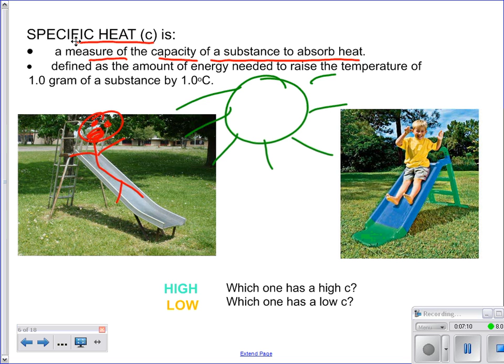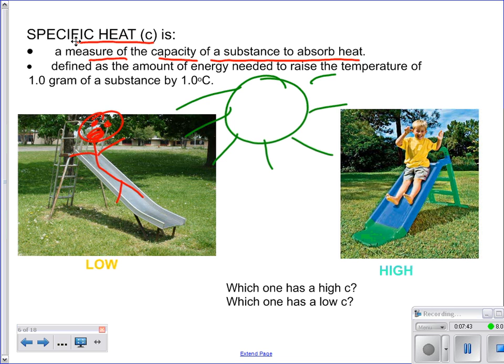That we see the metal slide has a really low specific heat, whereas the plastic slide would have a much higher specific heat. So because the metal slide has a low specific heat, what that means is it doesn't have the capacity to retain that heat value. Instead, it changes dramatically. So when the sun comes out, it gets hot really quickly. When the sun goes away and it's cold out, it gets cold really quickly. Kind of like the desert.